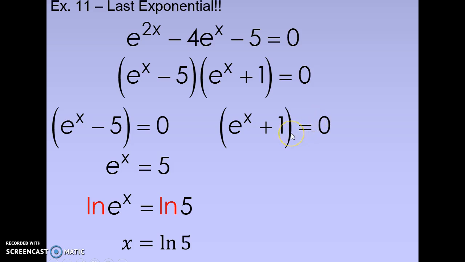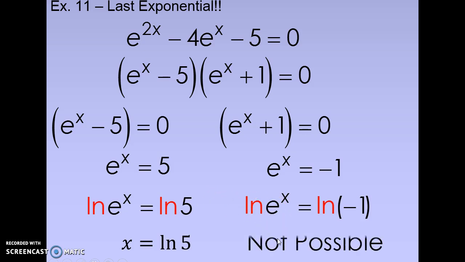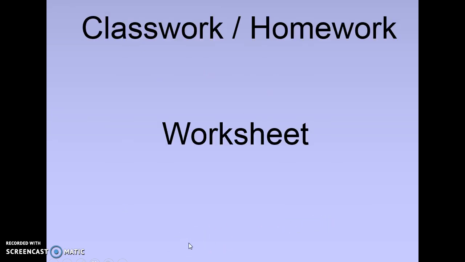What about this side? Subtract 1 from both sides. Now I got to get rid of this e, so I apply my natural log. When I do that, this cancels out over here to leave me with just x, and I have natural log of negative 1. I can't take the natural log of a negative number. It's not possible. So my only solution here is natural log of 5.